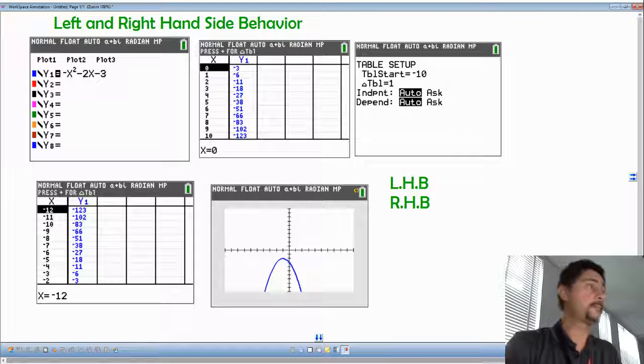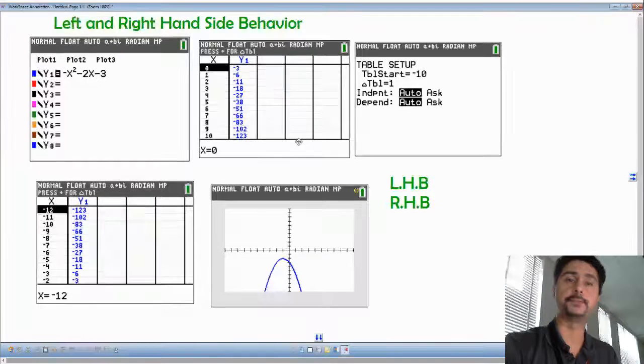Okay, class. What we're going to be talking about today is left and right hand side behavior in a polynomial function.